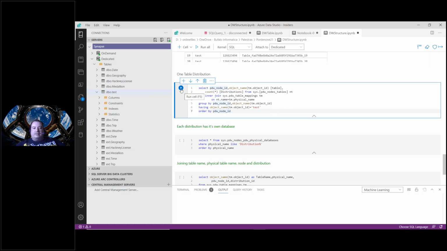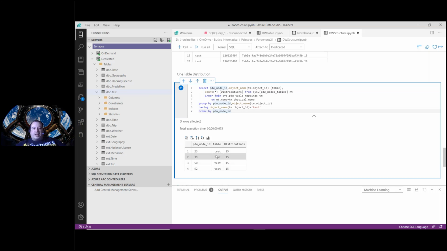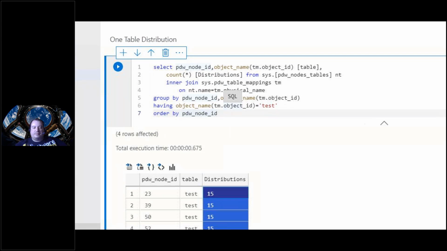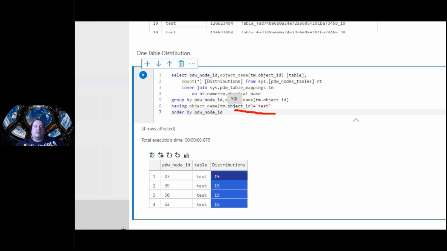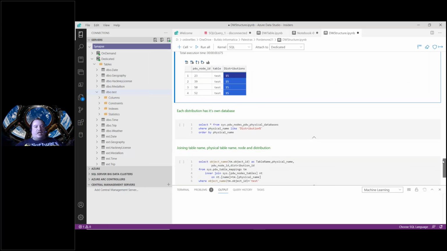Let's analyze in more detail, checking how many distributions of this table test I have on each compute node. I'm again filtering by test, and the result is 15. I have 15 distributions of table test on each compute node, totalizing 60 distributions for the table test, which is a fixed value.